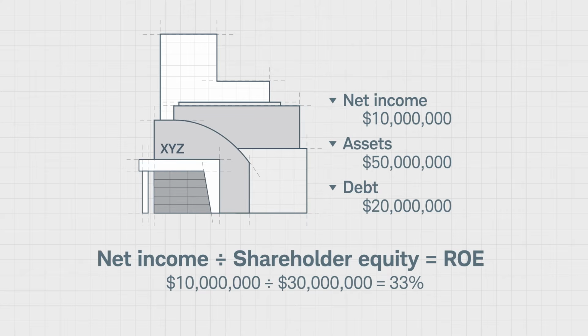The higher the ROE, the more effectively the company is able to make profits from its assets, which could mean more growth in the future.